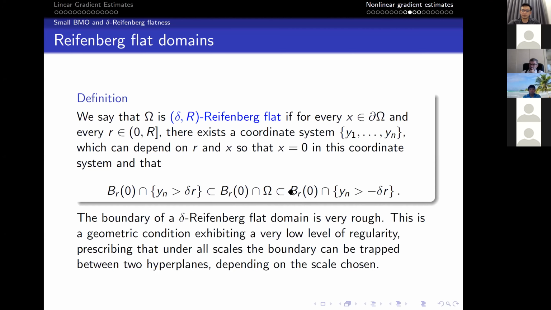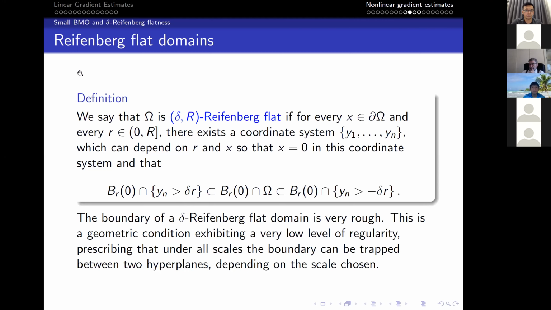Okay, so the definition is very clear. It means that the boundary of a delta Lieberman-Flat domain is very rough. This is a geometric condition exhibiting a very low level of regularity, prescribing that under all scales, the boundary can be trapped between two hyperplanes, depending only on the chosen scale. So this domain is perfectly matching with the PDE having invariance property under the scaling.